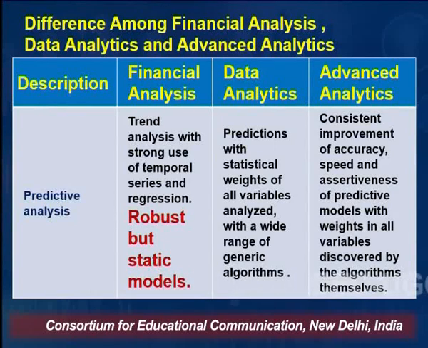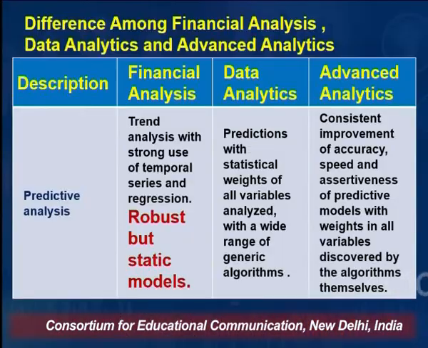Yesterday the accuracy of my model was 95%. Today I have worked upon this, asking why it is 95%, why it is not 99% or 100%. So they are consistently improving their accuracy, the speed, and of course the effectiveness. The weights of all variables in predictive models are discovered by the algorithms themselves. So in advanced analytics, we are moving a step ahead from data analytics. Here we are again consistently improving.